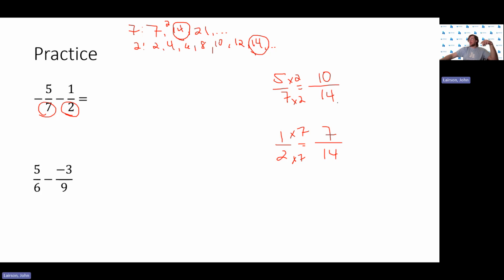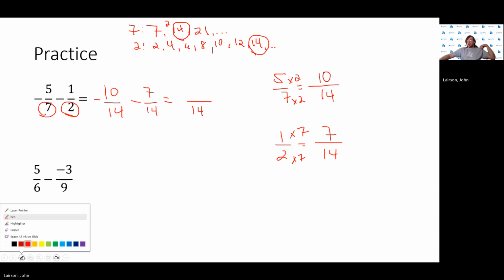So let's rewrite this with our fractions that have the same bottom. So it's, don't forget this negative sign up front. I kind of ignored it here, but negative 10 over 14 minus 7 over 14. Now that we have the same bottom, when we're adding or subtracting, you keep the same bottom, the answer is going to have the same bottom, so 14. And you just add or subtract the tops of them.